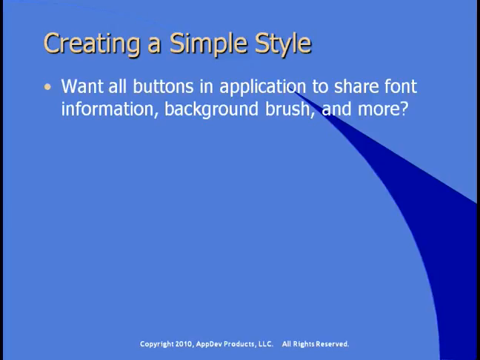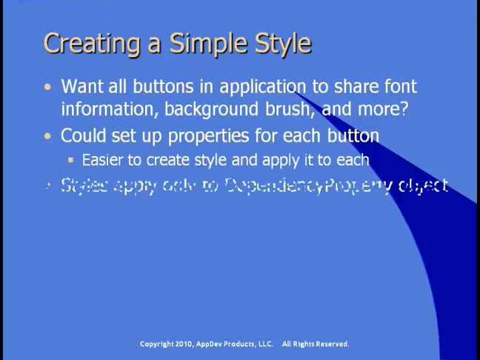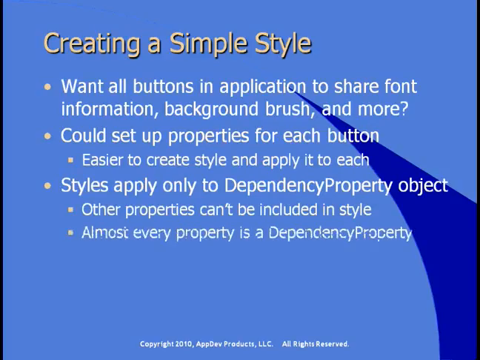What if you want all buttons in an application to share font information, the same background brush, and other layout characteristics? You could set up those properties for each individual button, but it sure would be easier to create a style and apply it to each button. Now think about what this means. This also means that if you want to modify the style, you only have to do it in one place. Styles apply only to dependency property objects. Other properties can't be included in the style, but luckily, almost every property you'll come across is a dependency property. Let's take a look at working with a simple style that we can apply to multiple buttons.